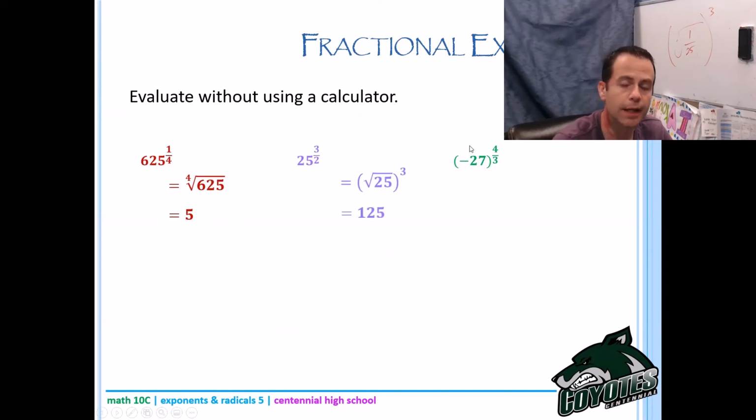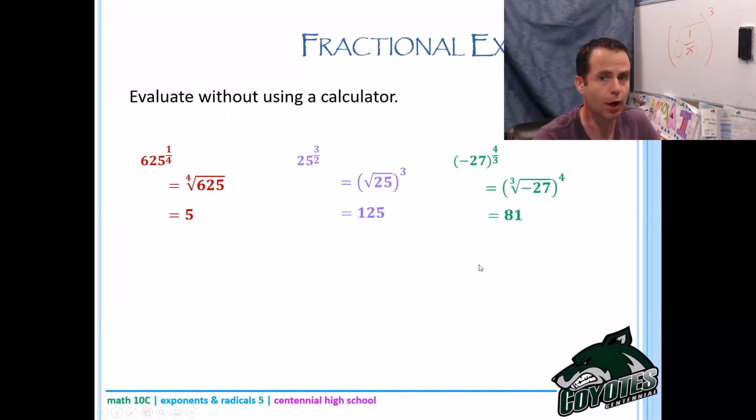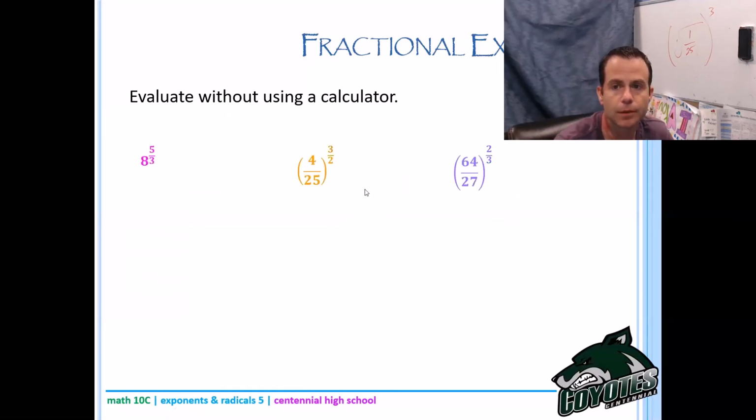Here I'm looking at the cube root of negative 27, which is negative 3. And then I'm going to take that to the 4. The negative is inside the brackets here, so it does apply to the even exponent. So that's going to be a positive 81. Negative 3 all to the 4 would give me a positive 81.